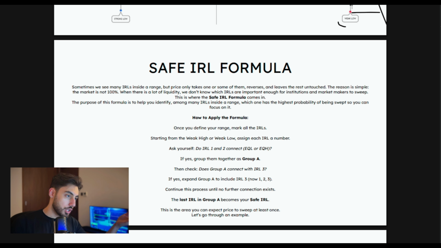When there is a lot of liquidity, we don't know which internal liquidity is important enough for institutions and market makers to swap. This is where the safe internal liquidity formula comes in. The purpose of this formula, as I told you, is to help you identify, among many internal liquidity points, which one has a high probability of being swept so you can focus on it. How to apply the formula is simple. Once you define your range, mark all the internal liquidity. Start from the weak high or weak low and assign each internal liquidity a number.